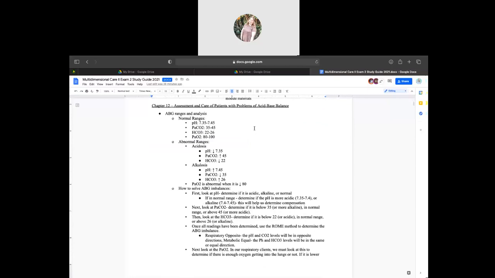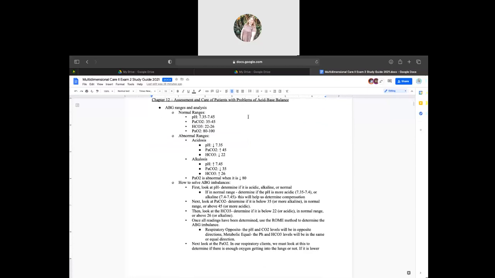So the first thing you're going to need to know are the normal ranges of your ABGs. Remember, pH is 7.35 to 7.45. PaCO2 is 35 to 45. Bicarb is 22 to 26. PaO2 is 80 to 100. Remember, the lower number is more acidic and the higher number is more alkaline or basic, except for CO2. The more carbon dioxide you have, the more acidic you are, because CO2 acts as an acid.